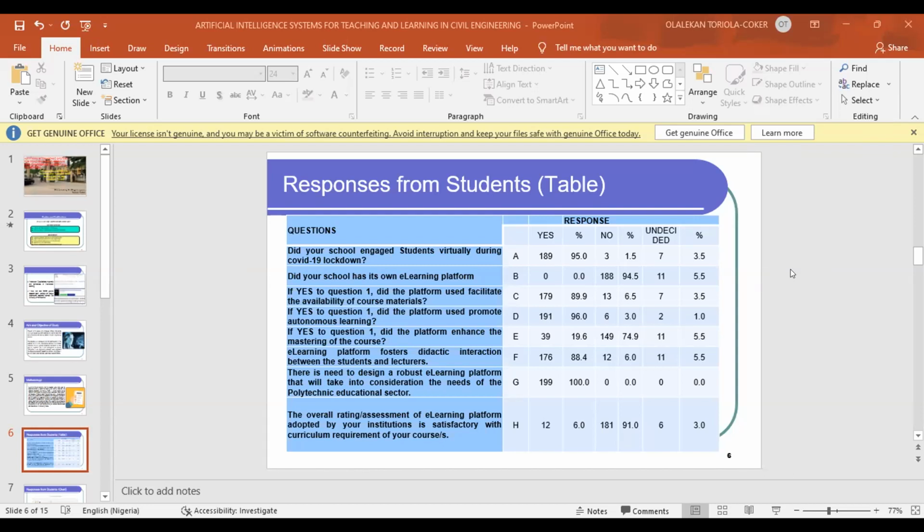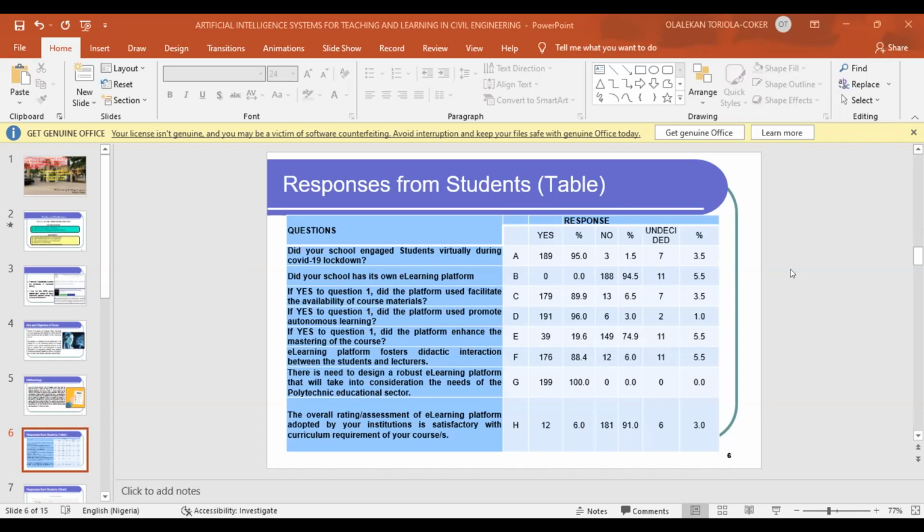Until it now gets to the overall rating assessment of the e-learning platform adopted by each institution, whether it is satisfactory with the curriculum requirements of your courses. And you can see the answer is no. This shows that the student responses are telling us that e-learning is very vital, and it has not been proven right in the Nigerian educational system.